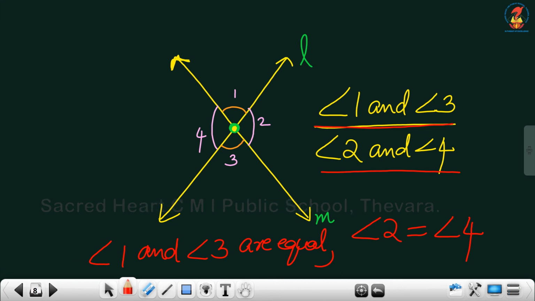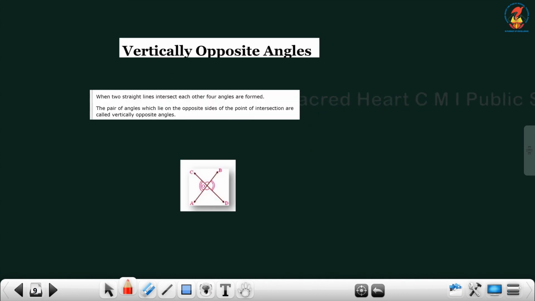Why are we saying angle 2 and angle 4 are vertically opposite angles? Because they are opposite to this vertex. This is the vertex, and angle 2 and angle 4 are opposite to this vertex. In the same way, angle 1 and angle 3 are opposite to this vertex. That is why we are calling them vertically opposite angles. So, when two lines intersect, we will get 2 pairs of vertically opposite angles, and the vertically opposite angles are equal. Okay, children, this is the 5th type of pair of angles.